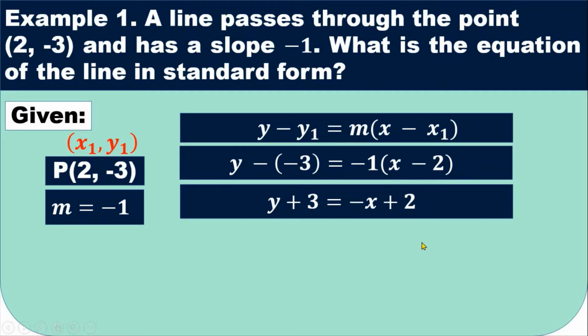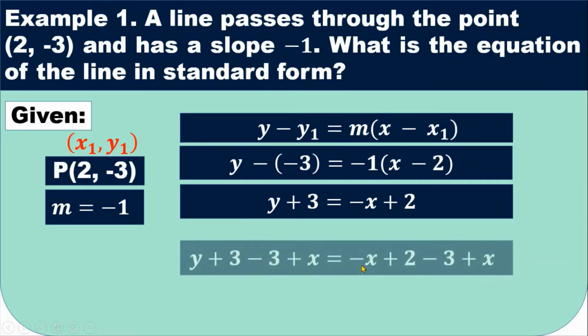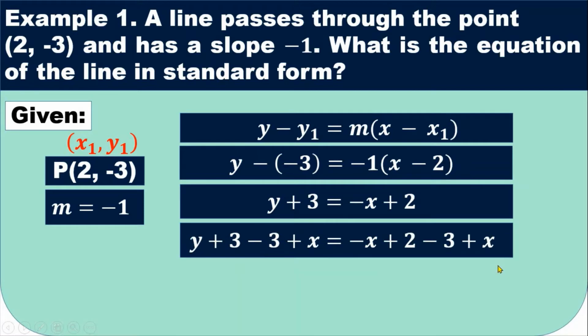Since the question requires us to write the equation in standard form, we should remove this +3 on the left side of our equation and this -x on the right side of our equation. To do that, we will subtract 3 from both sides and add x to both sides. Thus, we have y plus 3 minus 3 plus x is equal to -x plus 2 minus 3 plus x.